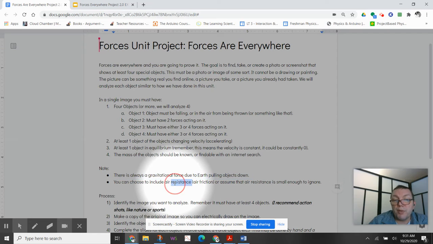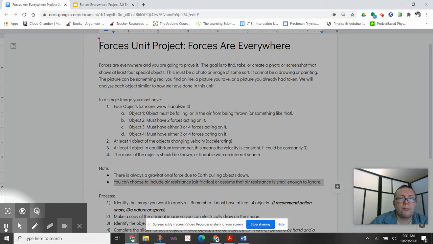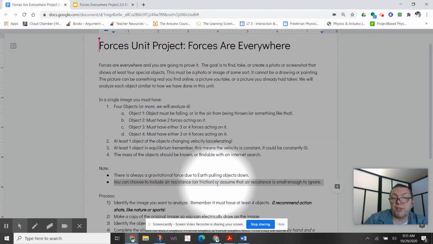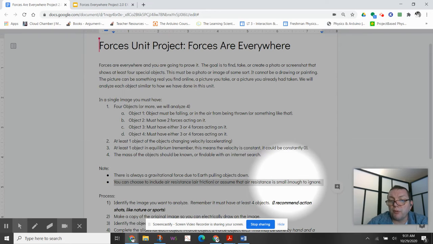When it comes to air resistance, you can choose. You can choose if you're going to include air resistance, if it's significant, or you can say, I think air resistance or air friction is small enough to ignore. If somebody's playing baseball and they're throwing a curveball, they're using air resistance or air friction to throw that curveball. So then in that case, you would be wise to say, hey, air resistance is significant, and that's a force I'm going to include.